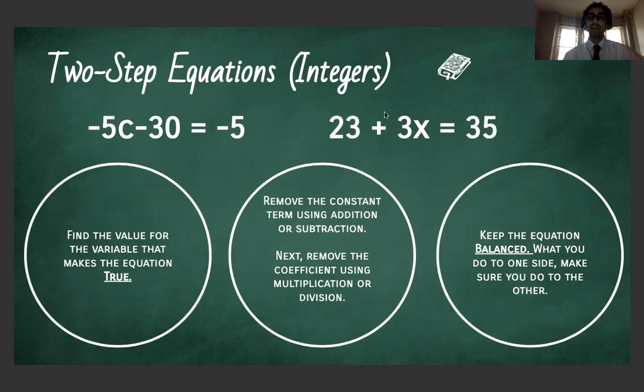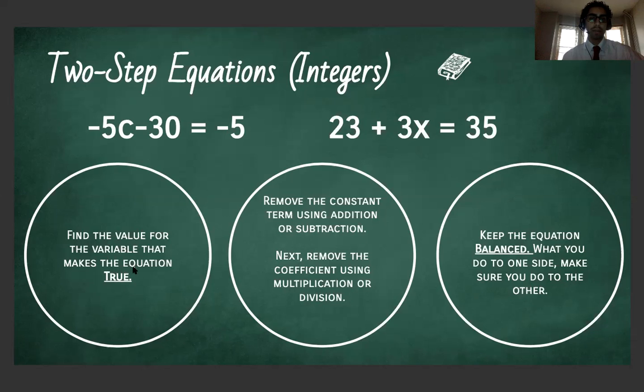So moving along, now that we feel good about those terms, we can jump into the steps on how to solve two-step equations. Step number 1: you're going to find the value for the variable that makes the equation true. What that means is that we're trying to figure out what we can put in for C that would make this side equal to this side. And likewise over here, we would try to figure out what I could put in for X that would make this side equal 35, okay?